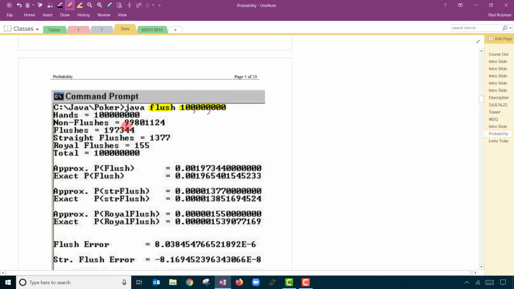I got 998 million times I didn't get a flush. But 197,000 times I did. And I kept track of the straight flushes and royal flushes just for fun. To calculate my probability of a flush, I took my 197,000 successes and divided it by my 100 million. And I got this as an answer.